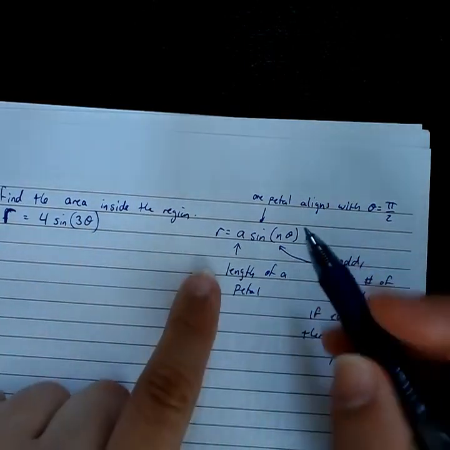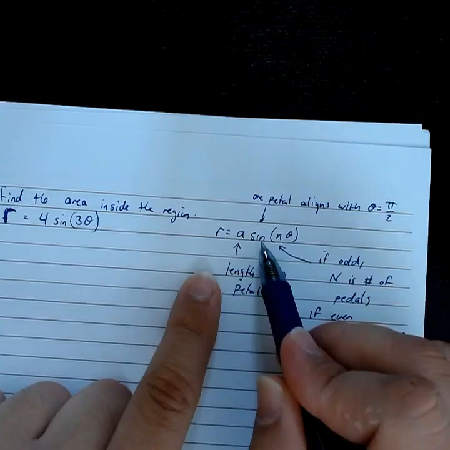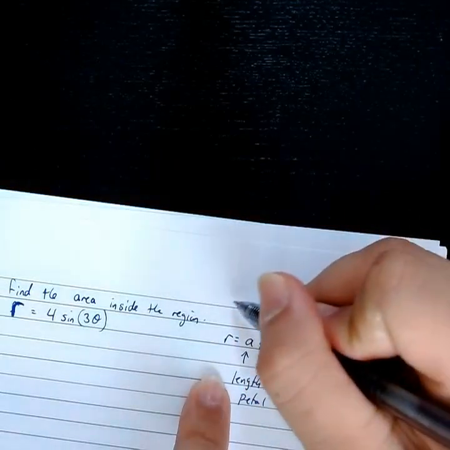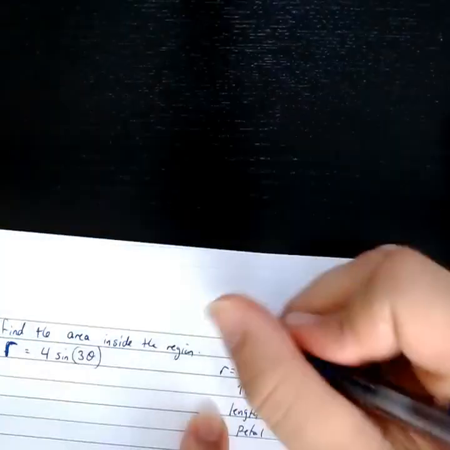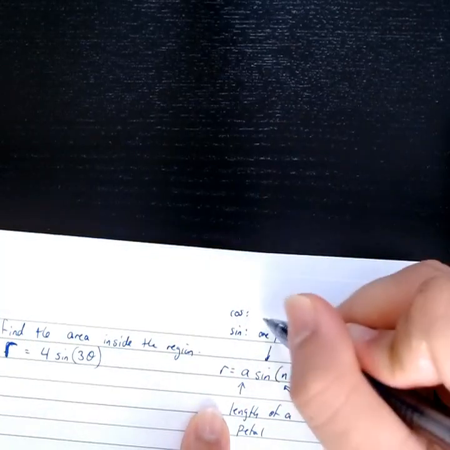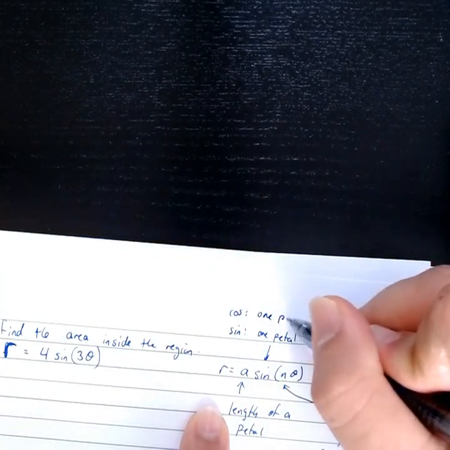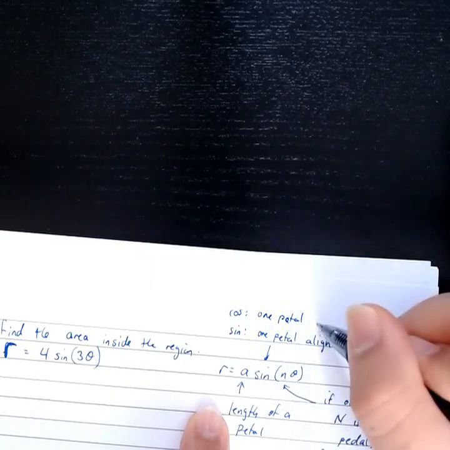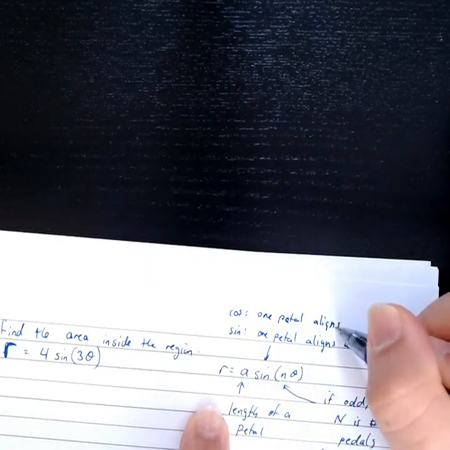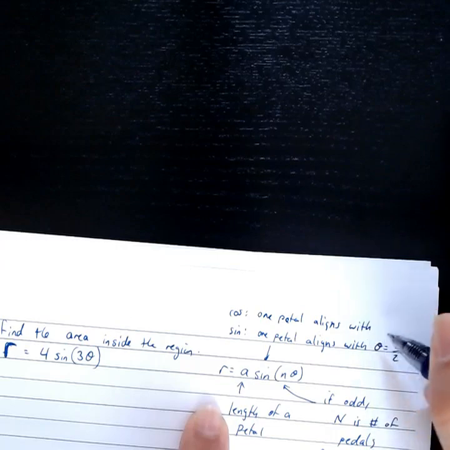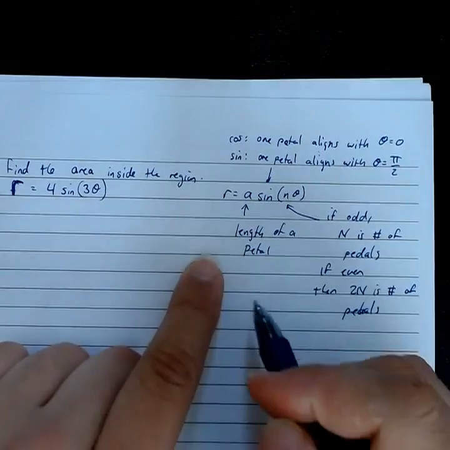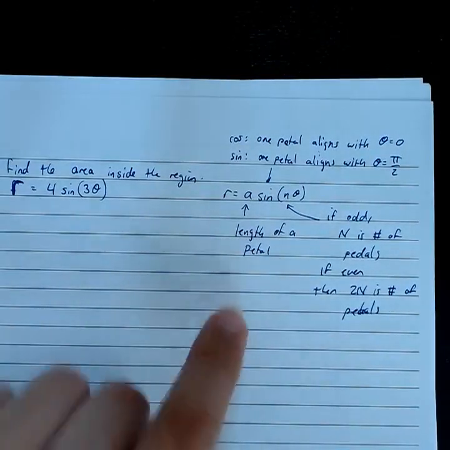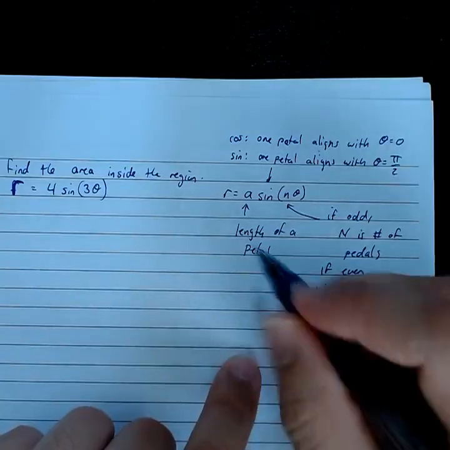Right? Here, if this is sine, one petal aligns with theta is equal to pi over 2. If this is cosine, then one petal aligns with the polar axis. One petal aligns with theta is equal to 0. Right? And here, A is always the length of the petal. So here we can give a very quick illustration of this object.